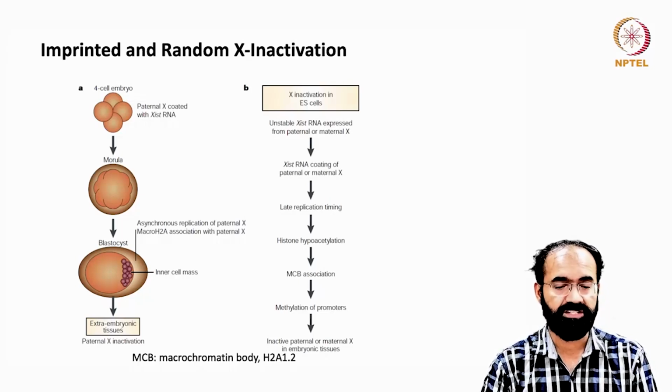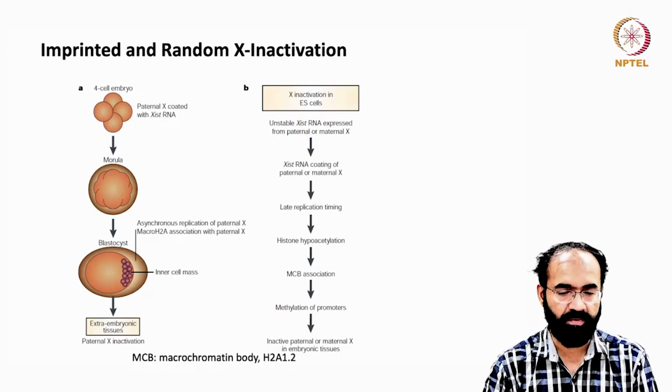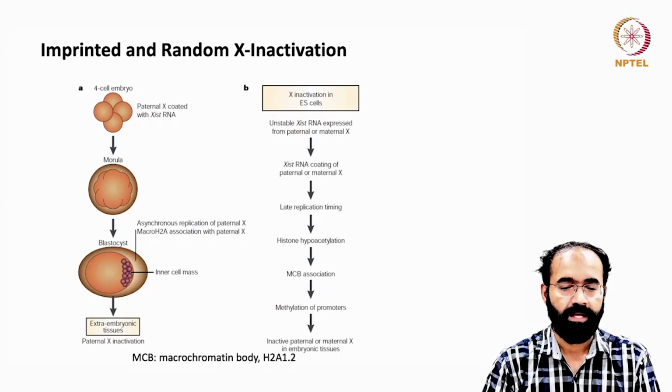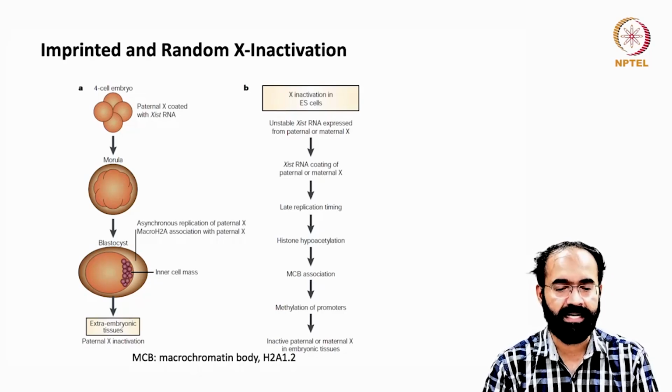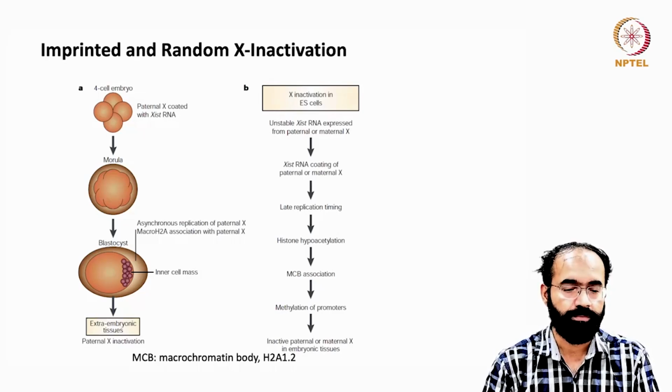At the blastocyst stage, which is a stage in the blastula phase, asynchronous replication of the paternal X chromosome takes place, and macroH2A, which is the histone associated with the inactive X chromosome, is seen associated with the paternal X until the blastocyst stage, and it will continue further for some more time.